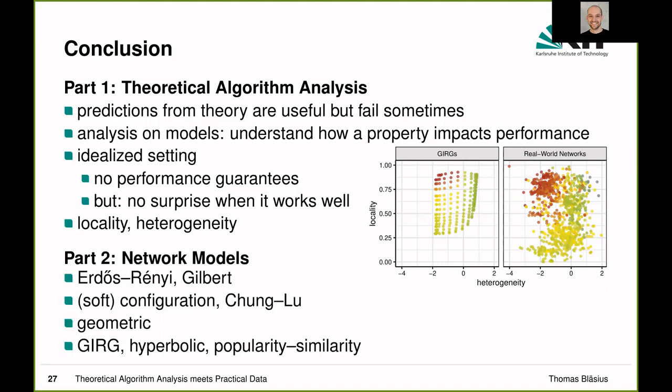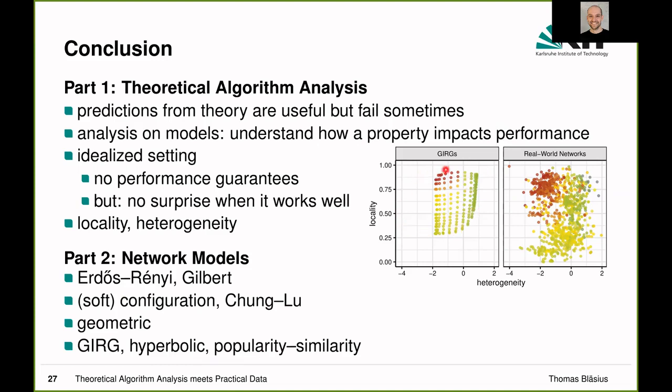And in the second part, I tried to give you a very brief introduction into the network models that are useful for this kind of analysis, which were the Erdős–Rényi and Gilbert graphs in the bottom left corner, the soft configuration model and Chung-Lu graphs in the bottom right corner, geometric graphs in the top left corner, and geometric inhomogeneous random graphs, hyperbolic random graphs, and the popularity similarity model in the top right corner.